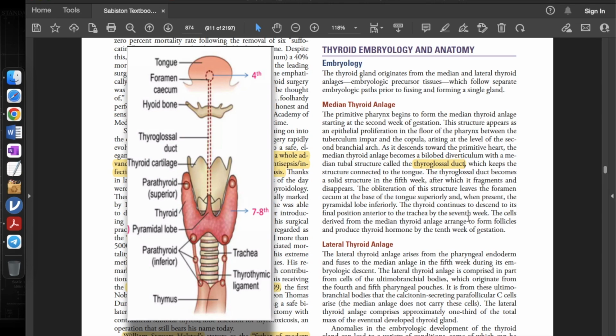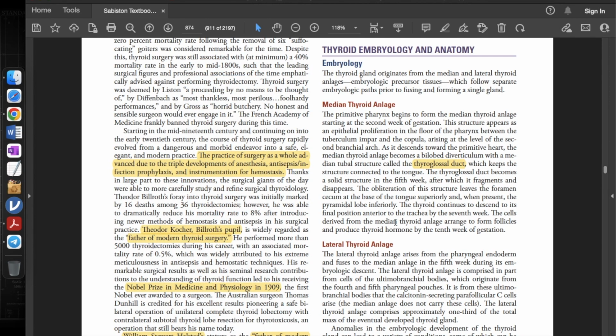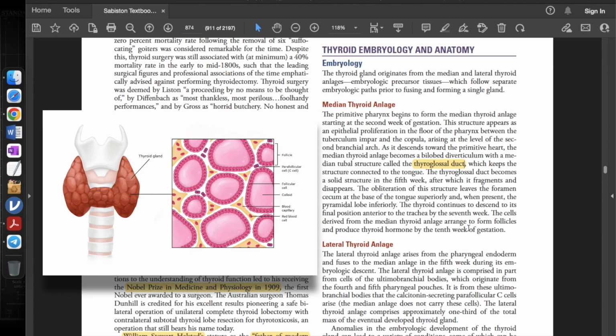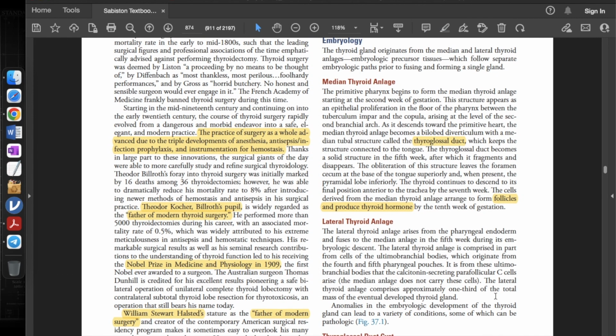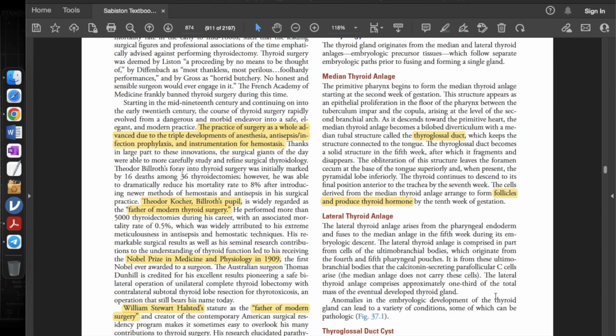The thyroid continues to descend to its final position anterior to the trachea by the 7th week. The cells derived from the median thyroid anlage arrange to form follicles and produce thyroid hormone by the 10th week of gestation. The lateral thyroid anlage arises from the pharyngeal endoderm and fuses to the median anlage at the 5th week during its embryologic descent.